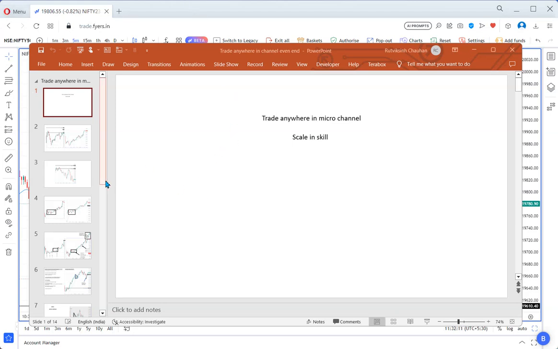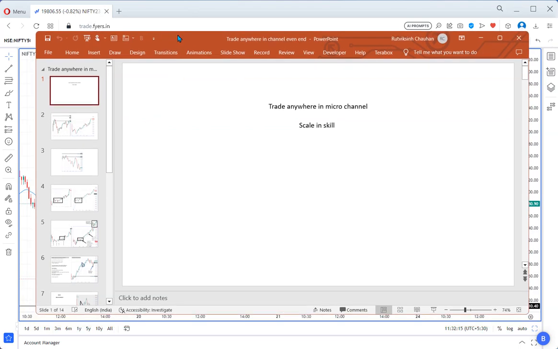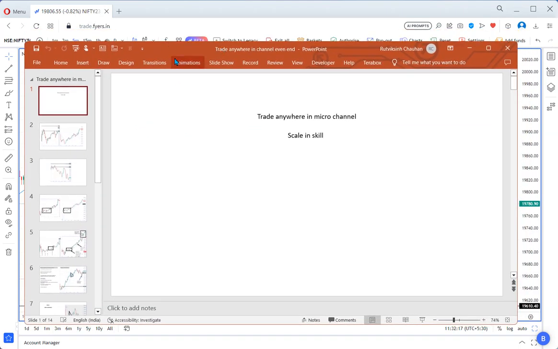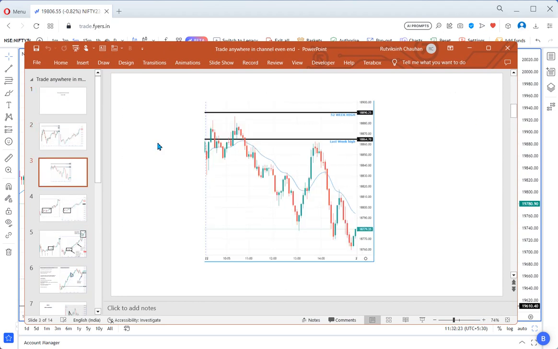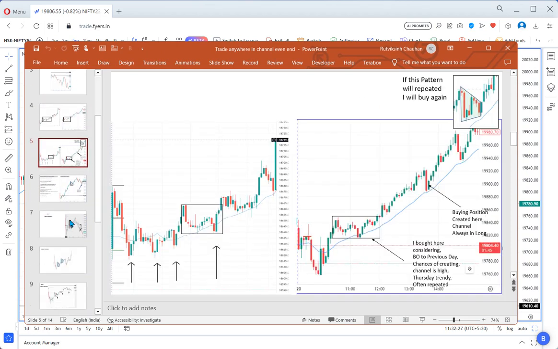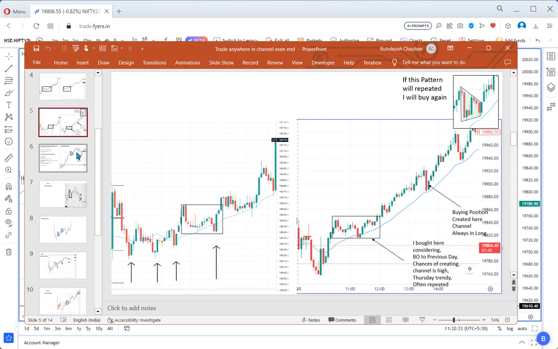Okay, so today we do some research. What I'm basically trying to do is, if you see, in this PPT I have captured many common patterns. Okay, if you see this box and a similar pattern somewhere here.